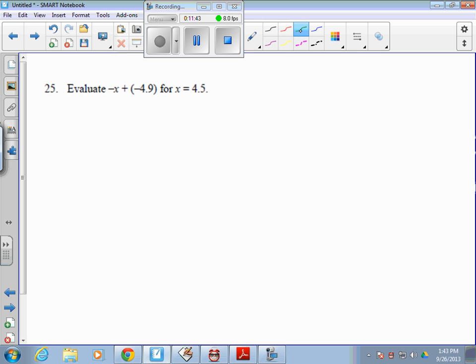25 says evaluate. Then we're getting away from all the probability stuff. This is all the old stuff. Negative 4.5 plus negative 4.9. So negative 4.5 plus a negative 4.9 is the same thing as minus 4.9. Add those up. 9 and 5 is 14. Carry 1. 4 and 4 plus 1 is 9. So we got negative 9.4.